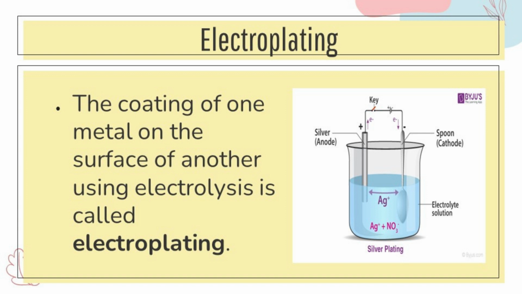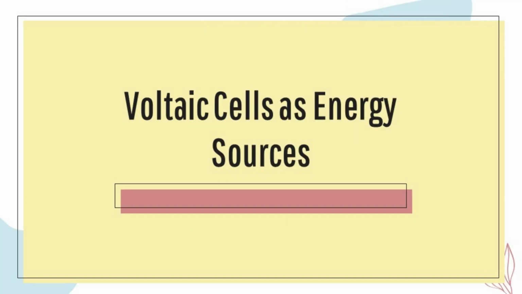Okay? So that is the reason why electroplating is one of the most important commercial electrolytic process that is used industrially. Okay. Next, we have here the voltaic cells as energy sources. Under this, we have the battery as well as the fuel cell. Okay, let's focus muna sa battery.